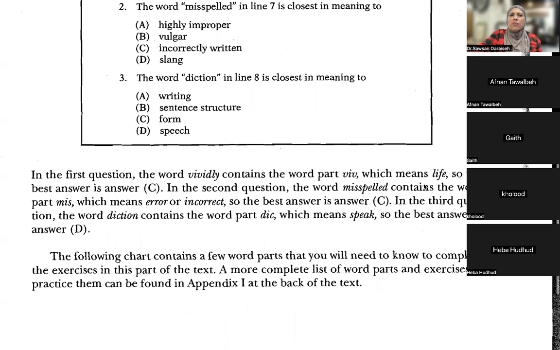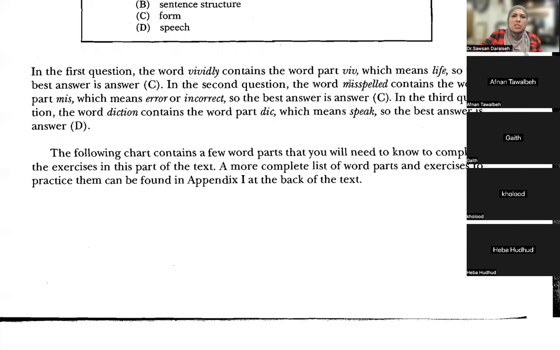In the first question, the word vividly, look guys at the explanation, contains the word part viv, which means life. The word viv means life, guys, all right? So the best answer is answer C. In the second question, the word misspelled contains the word part miss, which means incorrect or error. So the best answer is C, which we answered, of course. And the third question, the word diction contains the word part D-I-C, dic, which means speak. So the best answer is answer D, which has to do with speech.